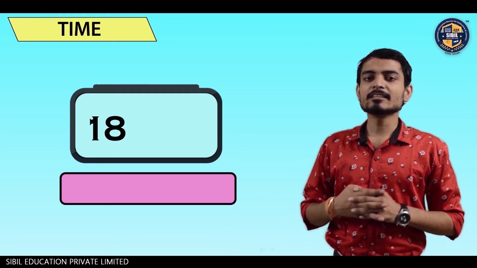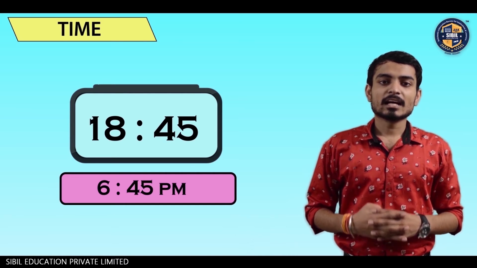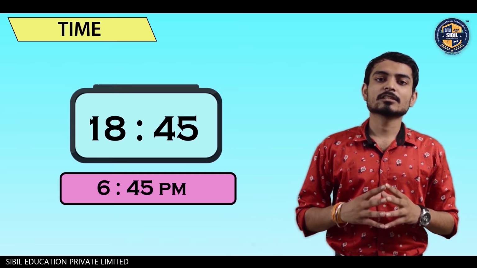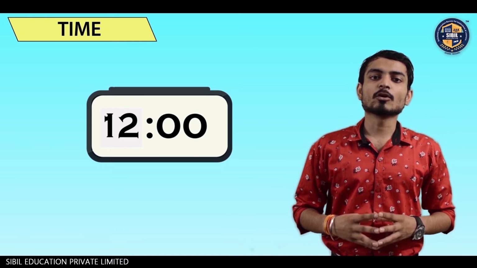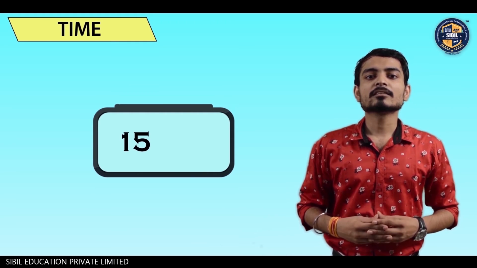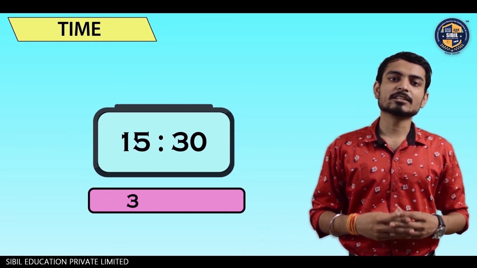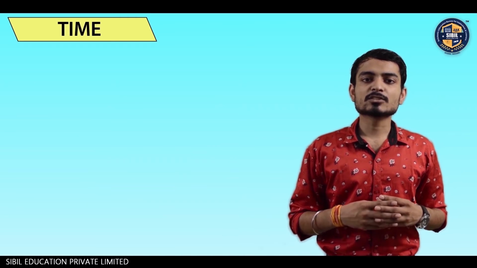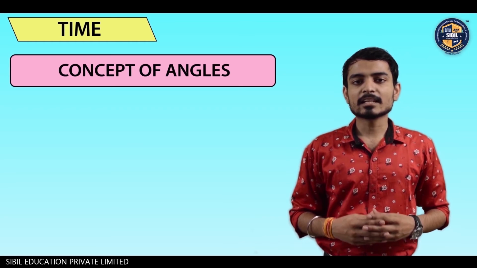Likewise, if somewhere it is written as 18:45, it means 6:45 p.m. The numbers which represent 1 to 12 mean the time of a.m., and if the numbers represent 13 to 24, that time shows p.m. If somewhere it's written as 15:30, that means 3:30 p.m.